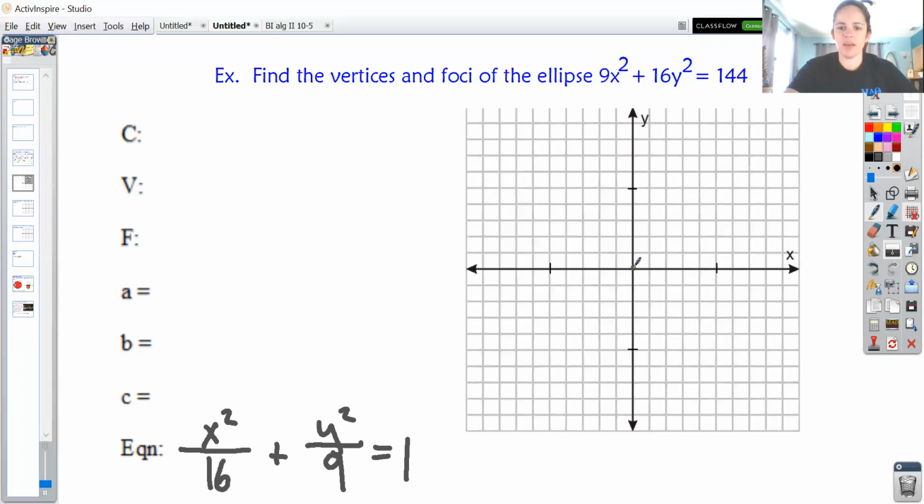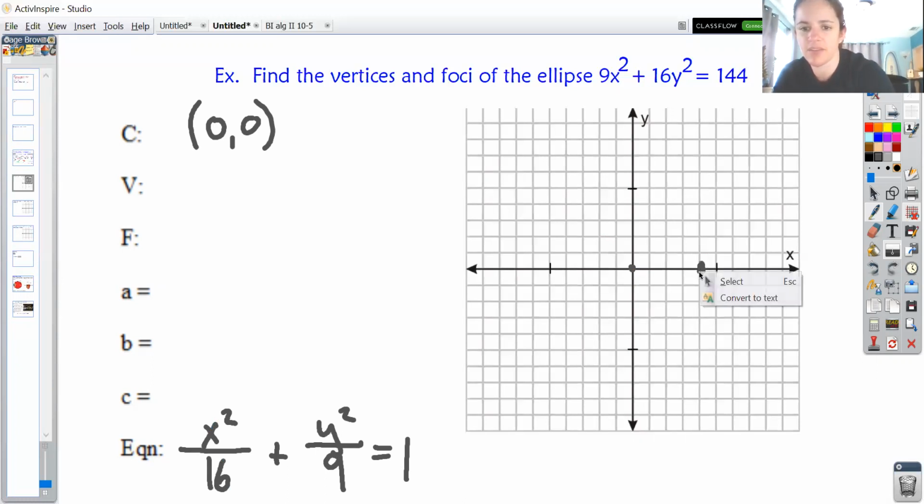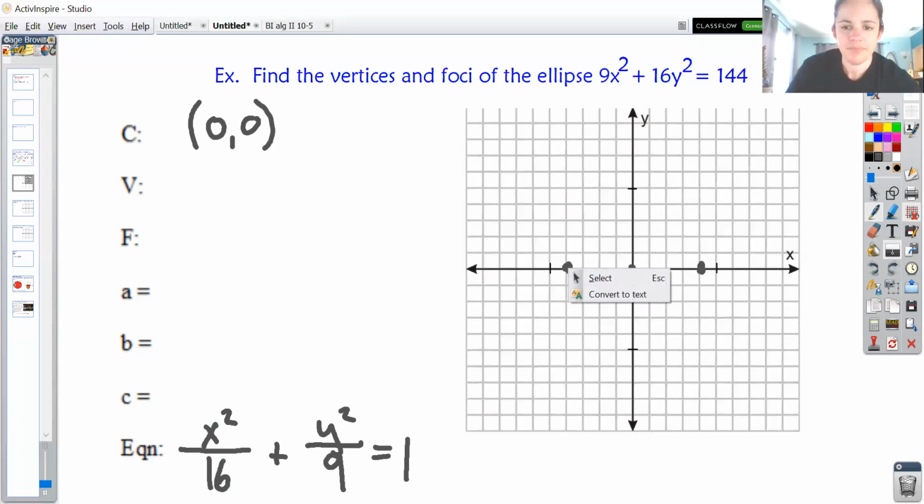That tells me that my center has to be at 0, 0 because there are no h, k coordinates that I can see here. Then I've got a 16 on the bottom of the x, which means that the distance I must go in the x direction is 4 units. And I've got a 9 underneath the y, which means the distance I'm going to go in the y direction is 3 units each way from the center.